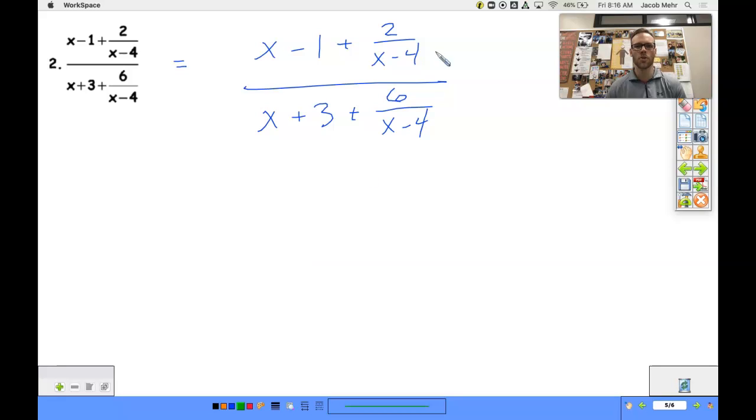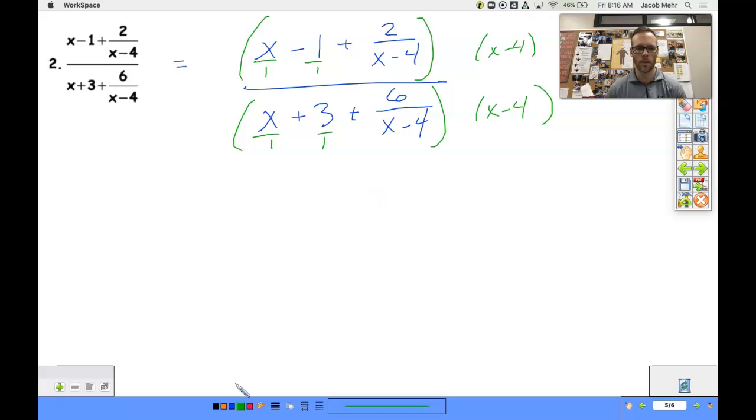Okay, so what is the LCD? Well, keep in mind, this is over 1, this is over 1, this is over 1, this is over 1. So our LCD has to have 1 go into it. Well, that's simple. It has to have an x minus 4 in it. And really, our LCD is just x minus 4. Okay, so I'm going to multiply the whole numerator by x minus 4 and the whole denominator by x minus 4. Okay. So let's do it.